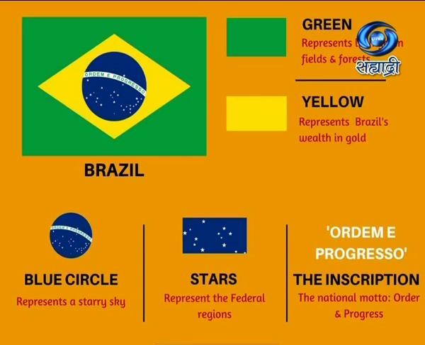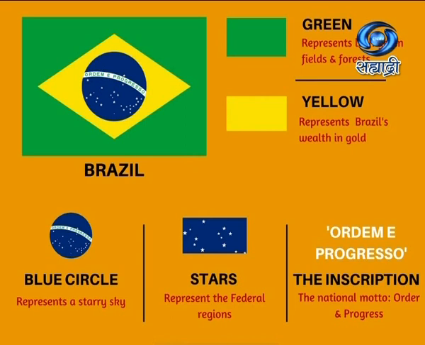Now, the blue circle. The blue circle actually represents a starry sky, isn't it? And these stars on the blue color represent the federal regions or the states of the country. You know the different states in the country.